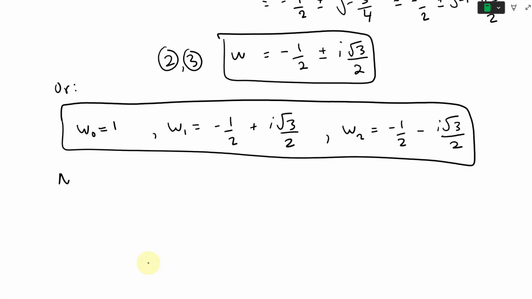And now also note that 1 over w1, over this one here, just equals w2.